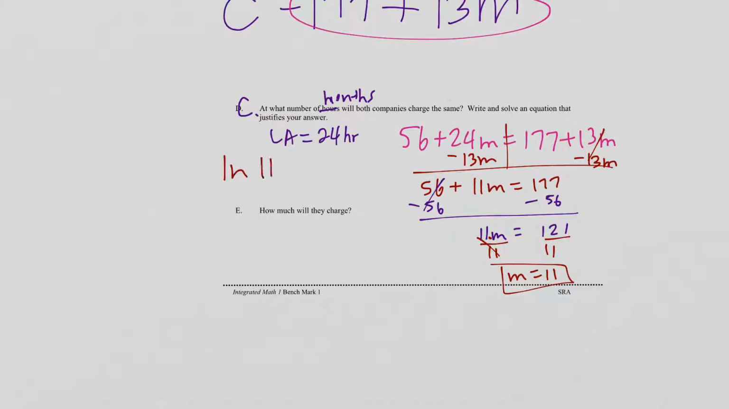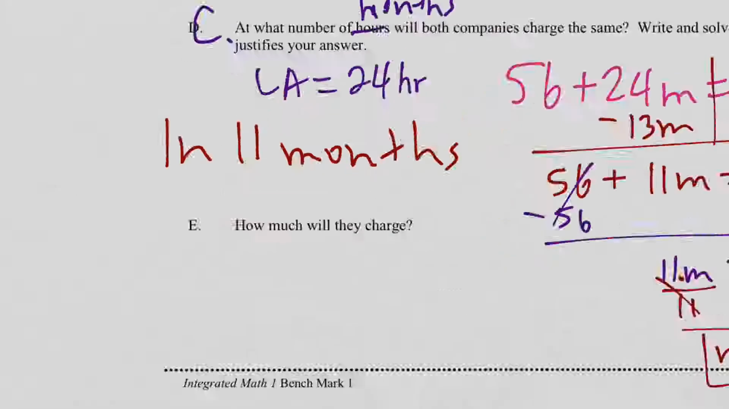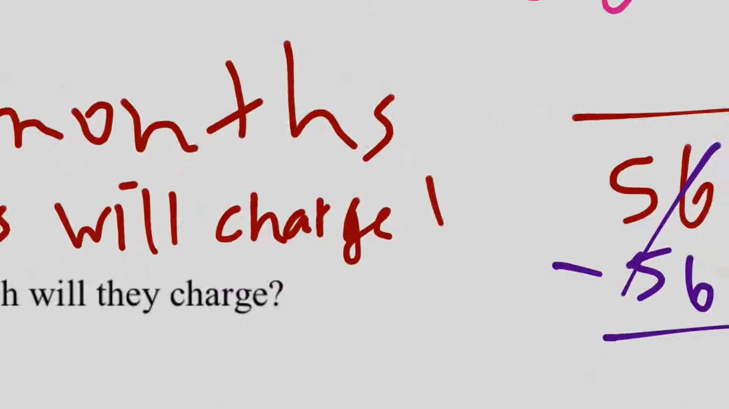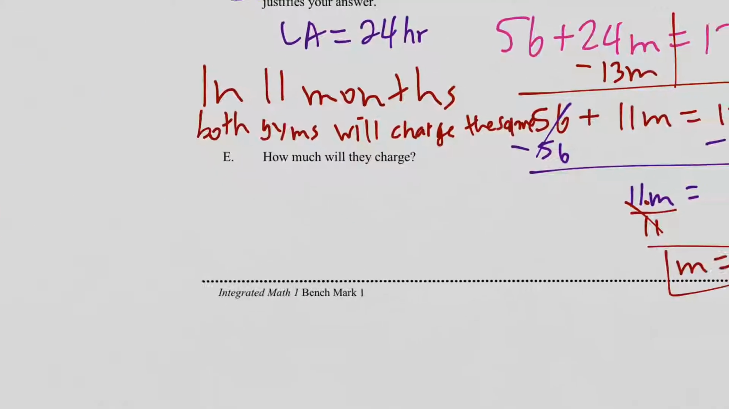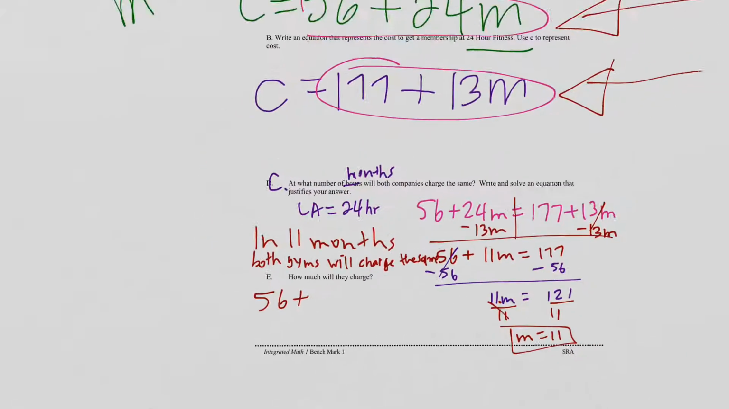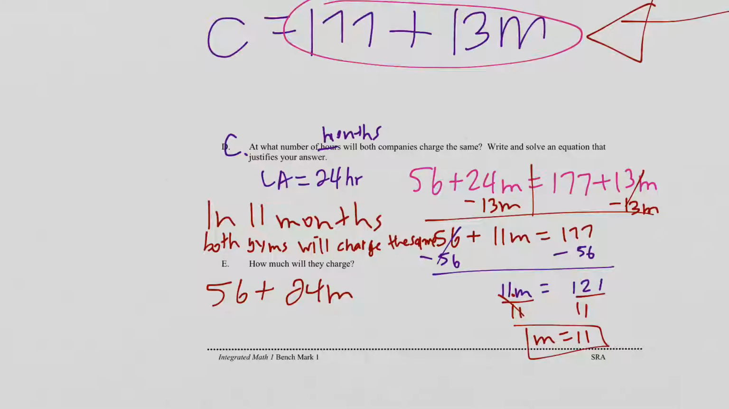So in 11 months, both gyms will charge the same. How much are they going to charge? Well, I'm going to pick the easiest equation, and I think the cost equation for LA Fitness is easier because the numbers are smaller, but it doesn't matter which one you pick because they're going to cost the same in 11 months. So I'm going to pick the top one, 56 plus 24M, and we said M is 11.